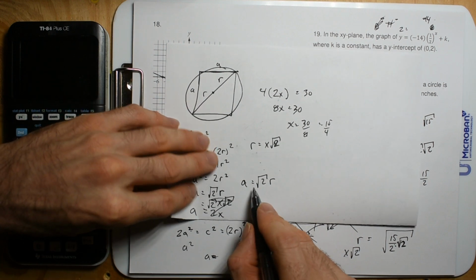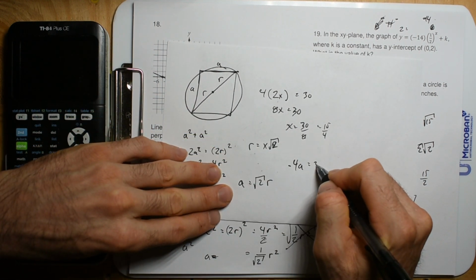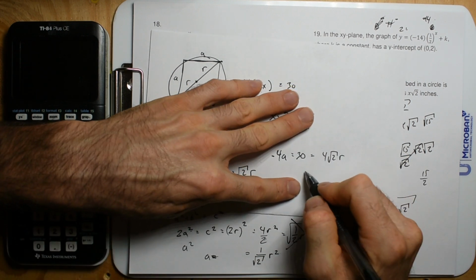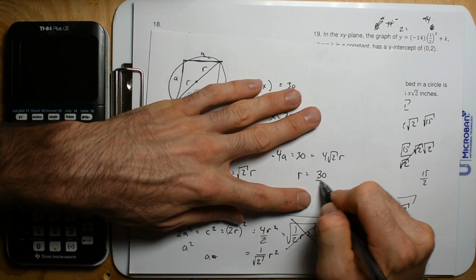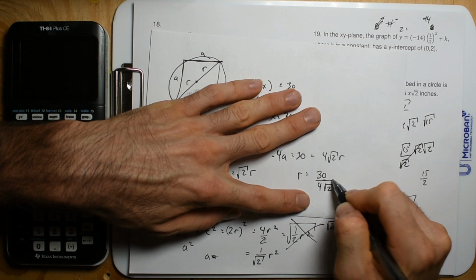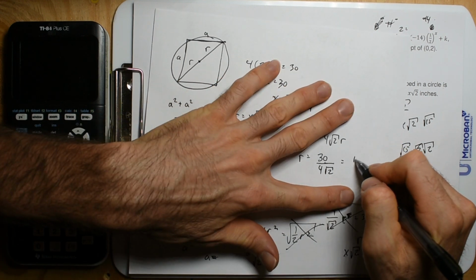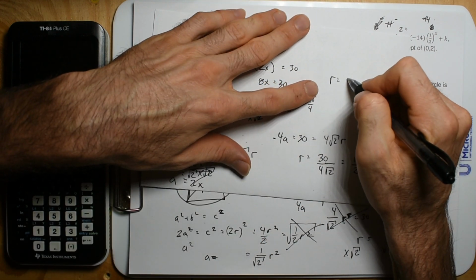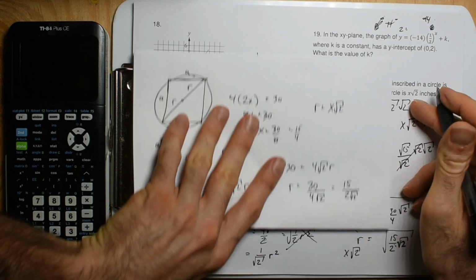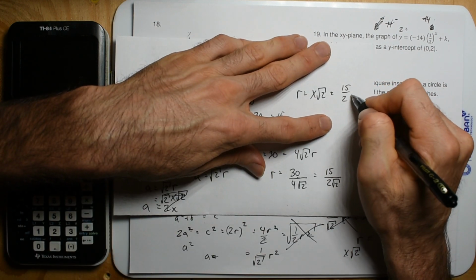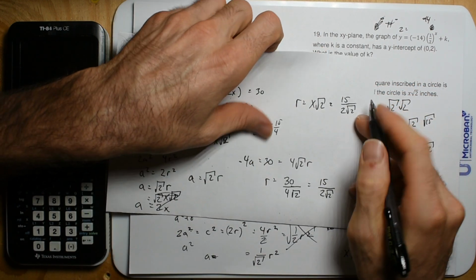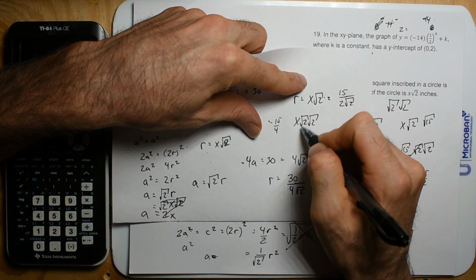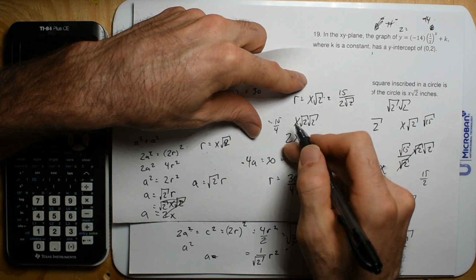Okay, so we have this, and then we're just going to say 4 times a is 30, which is 4 times the square root of 2r. So now we have r is equal to 30 divided by 4 divided by the square root of 2, and that's going to be 15/2 square root of 2. But then we can say r is equal to x square root of 2. That's what they say. And then we can say 15 divided by 2 square root of 2. This 2 square root of 2 can pop upstairs, so we have x square root of 2 square root of 2. That just becomes 2x.